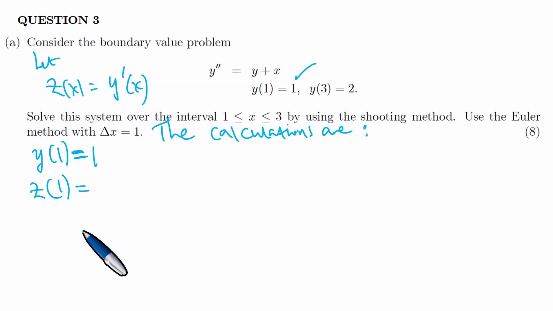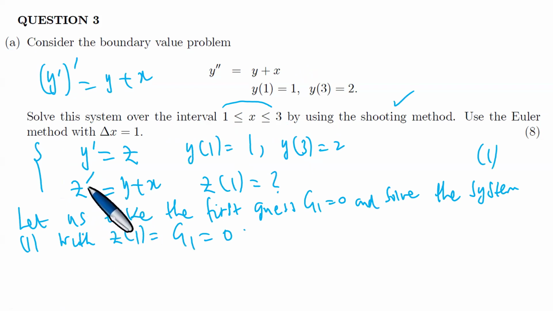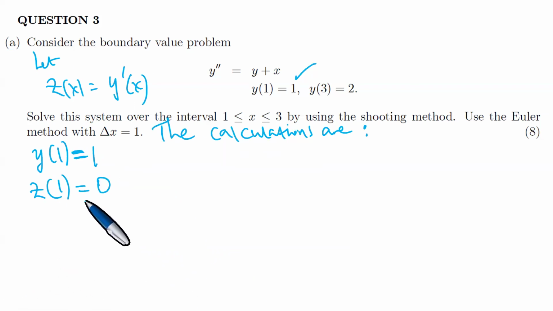Okay. Z at 1, which is y primed at 1. The question then is, what exactly is this? So if y at 1 is 1, then what would y primed at 1 be? We'll see that y primed at 1 becomes exactly 0, because y primed at 1 is actually exactly z at 1, but z at 1 is the first guess, G1, which equals 0, and this means that z at 1 is equal to 0.